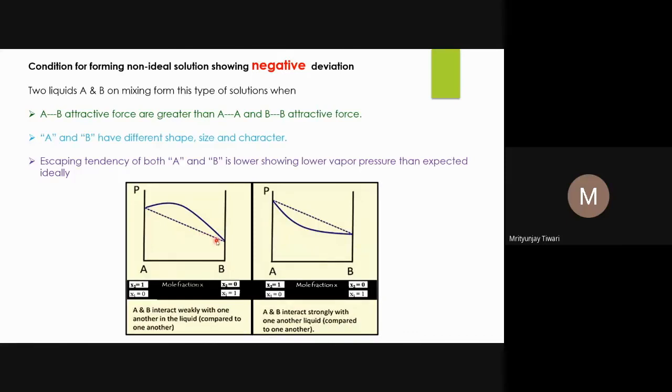Sorry, I'm sorry. This is ethanol. A is ethanol and B is water. I'm sorry, because the vapor pressure is more. Vapor pressure is more means the boiling point is less. So the ethanol boiling point is less than the water, so its vapor pressure will be more.